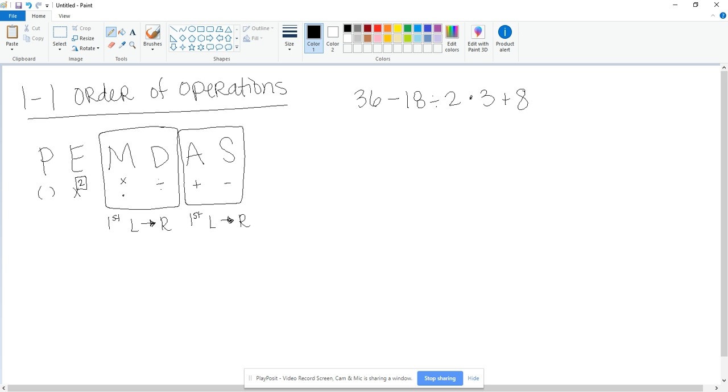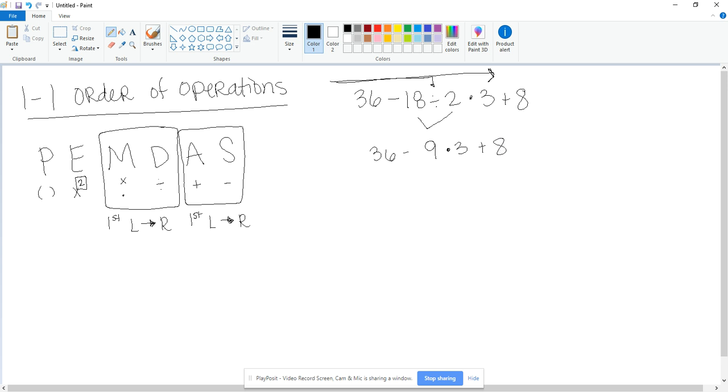I have division in between 18 divided by 2, and I have multiplication in between 2 times 3. So I do multiply and divide at the same time, whichever one comes first, going left to right. Well, when I see that, I'm going left to right, and I see, boom, here is my first one. So 18 divided by 2 is 9. Now, I've done my first step. I want to drop everything that I have not used yet down. 36 minus 9 times 3 plus 8.